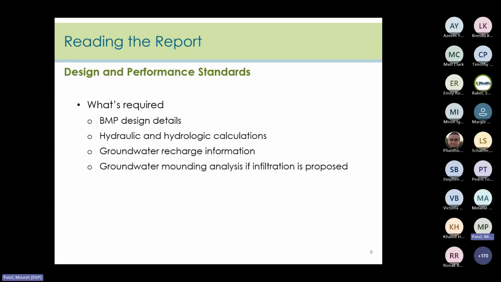The report must include the following information regarding design and performance standards when it comes to what's required, along with any applicable variances, waivers, or exemptions, and how the standards will be met. Again, we find that this is often missing or does not match up to what is on the plan. So this is very important that the information is provided.